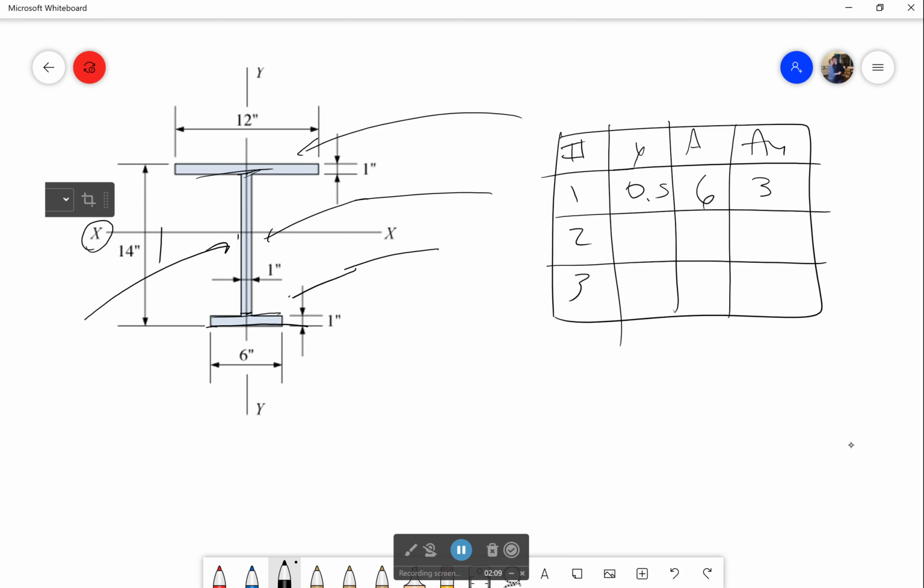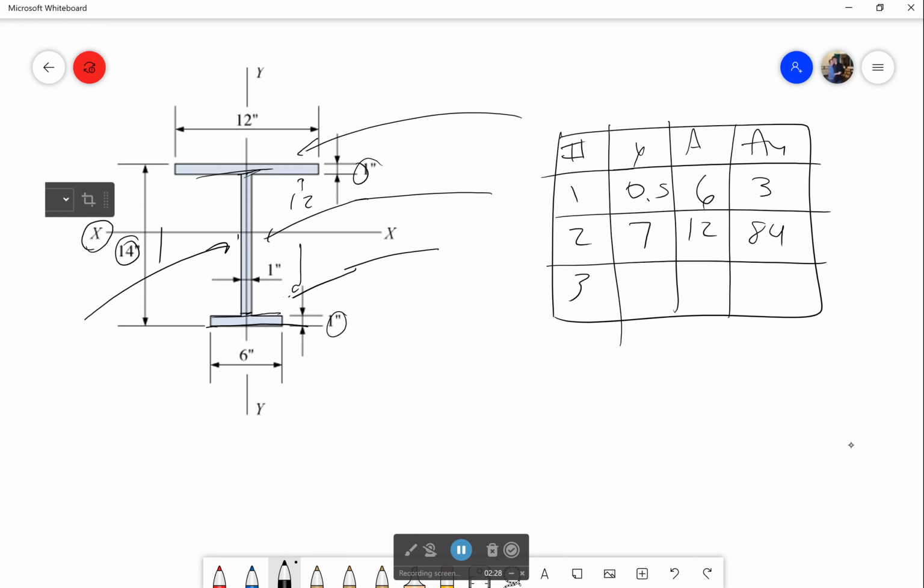Now it doesn't tell you what its height is, but you can do some math. That's 14 here. Subtract 1 from both sides, and we get that this is 12. So I go 1 plus half of 12, which would be 7. Its area is 12 times 1, which is 12. Multiply this together, and I get 84.